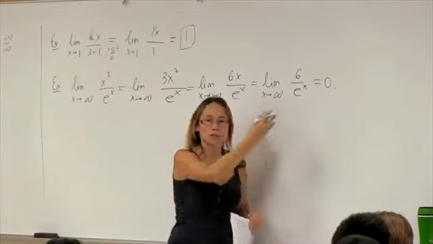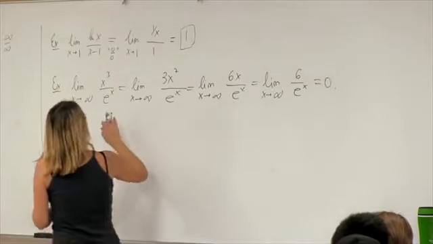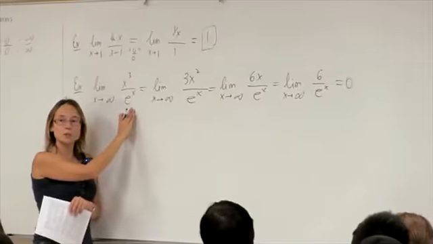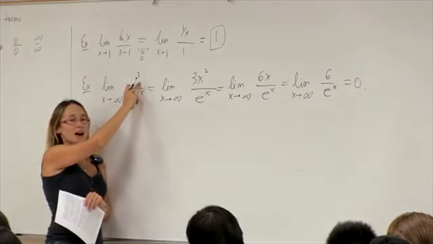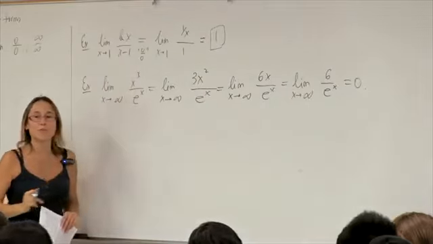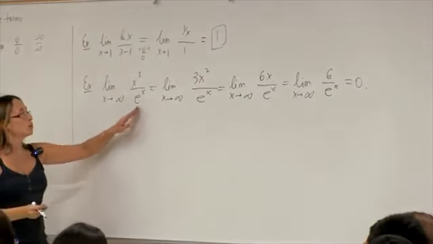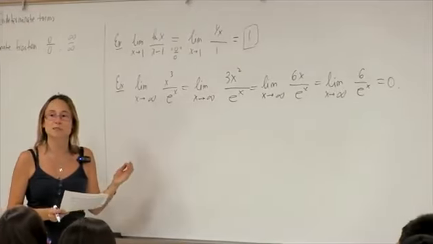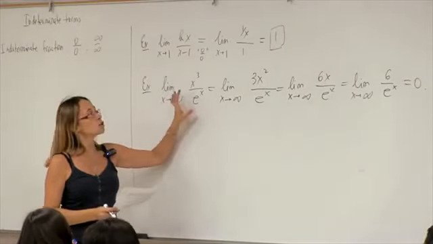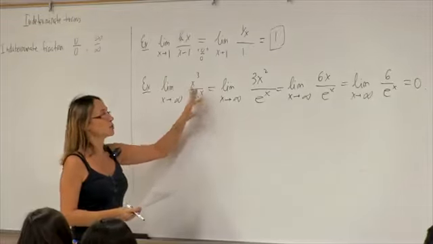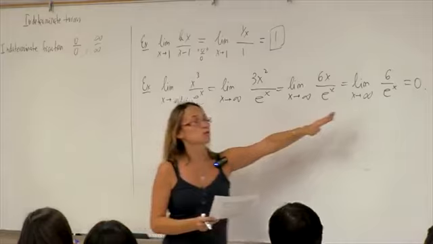Okay. So in this indeterminate form, the numerator wins. Why does it win? Could we tell right from the start? See, on the top we have a power function. At the bottom we have an exponent. Which one grows faster? The exponent. The exponent grows faster than any power. So it forces the whole fraction to go to 0.